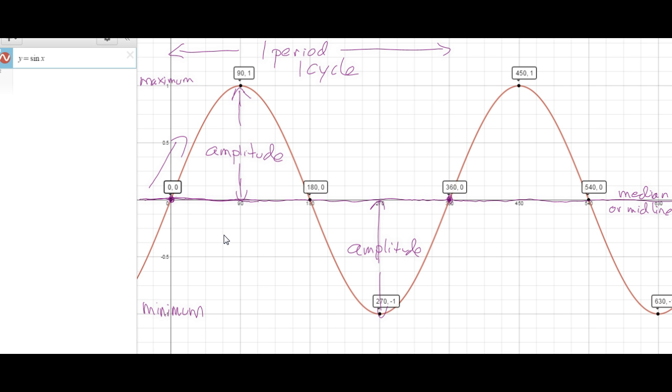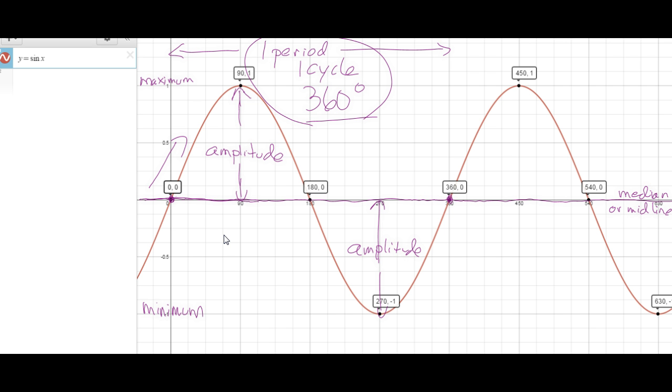What's the period of this function? How long did it take? If we're looking on the x-axis, how long does it take to go from here back to here? 360 degrees. Full circle, 360 degrees. So one period or one cycle is 360 degrees. Now all this is in your book, on page 492. It's all defined: amplitude, period, etc.